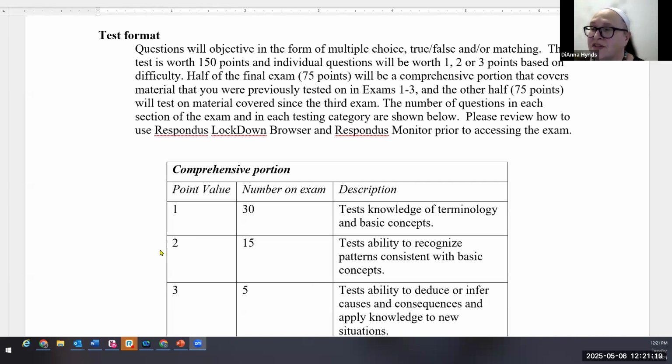It's divided half and half: 75 points on the material covered on the first 3 exams, and 75 points on the material that has been introduced since the 3rd exam. It's broken down like this.